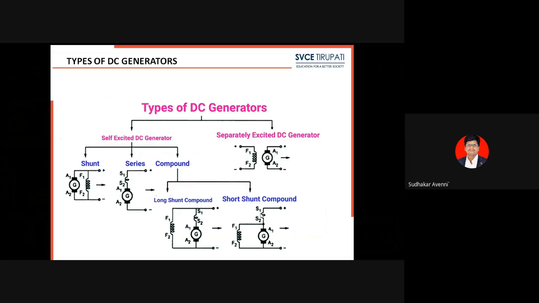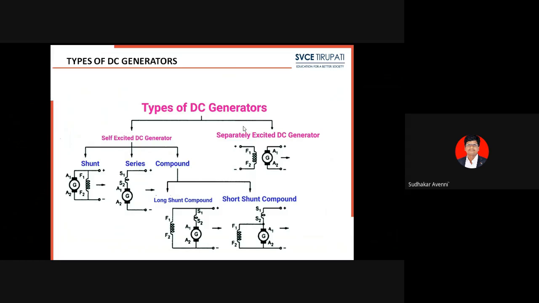Here, first we discuss the types of DC generators based on the methods of excitation given to the field winding. Here we categorize two types of generators: self-excited DC generators and separately excited DC generators. The main parts of a DC generator are two: one is the stator, another one is the rotor. The stator is represented for DC machines as the field winding, and the rotor is represented with the armature, A and AA.